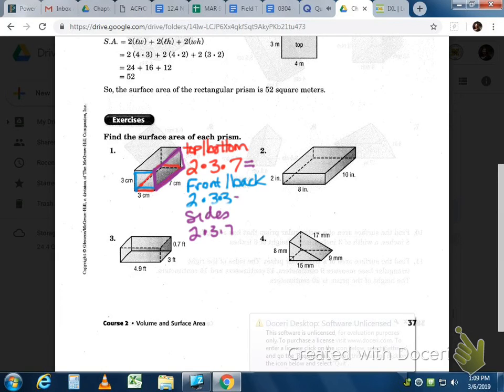So let's find these areas. 2 times 3 times 7, what is that? 42. 2 times 3 times 3, what is that? 18. 2 times 3 times 7, 42. Okay, if I add all that up, anybody got that? So our total surface area will be, what is it? 102, and we're going to say centimeters squared. That is square units, because we're back to area. We're not cubing it because it's not volume, but centimeters squared. All right, are there any questions about that part?